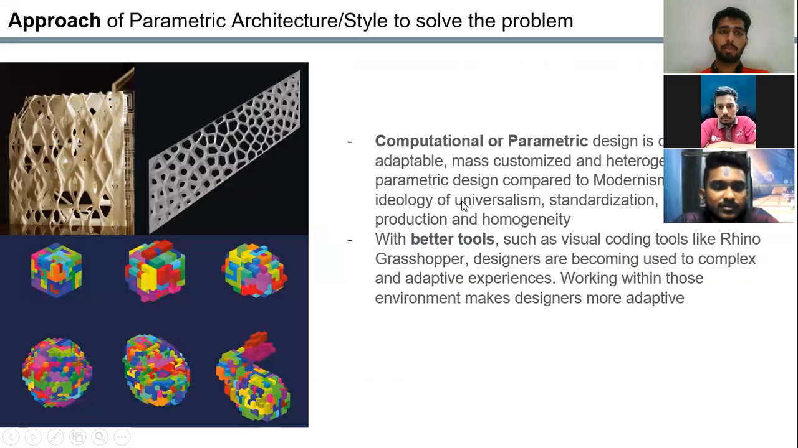Now, the approach of parametric architecture style to solve the problem. Basically there are two: one is that the computation of parametric design is contextual, and the other is with the available tools, such as visual coding tools like Rhino and Grasshopper.